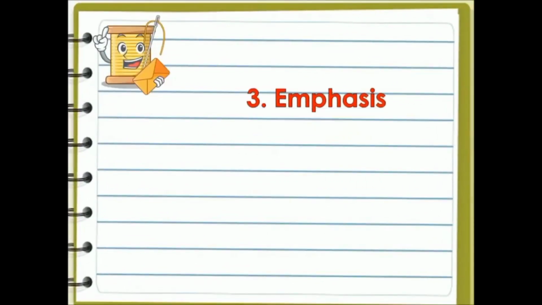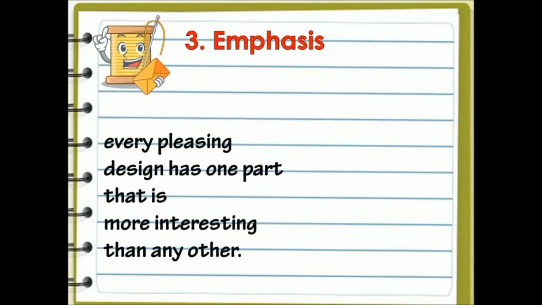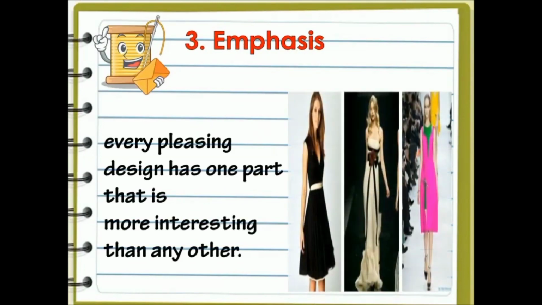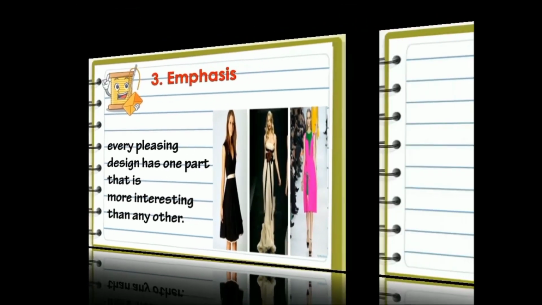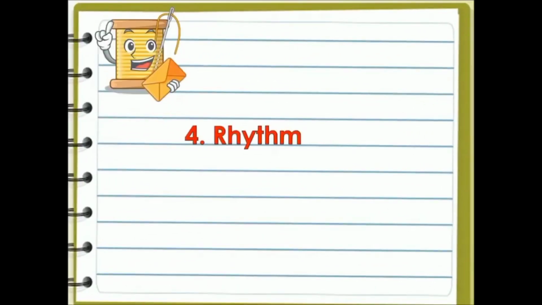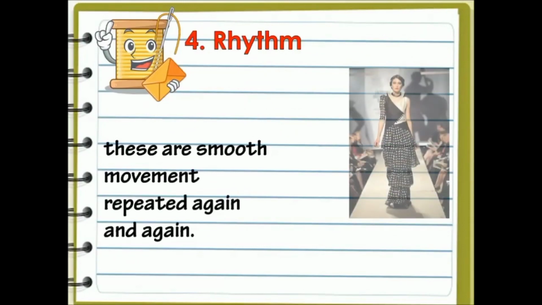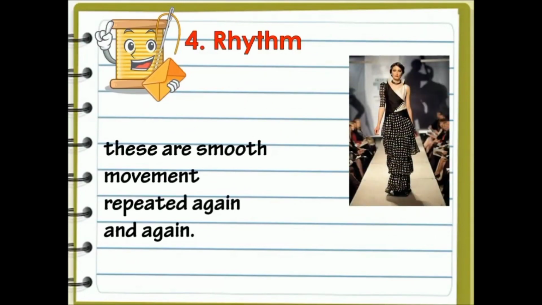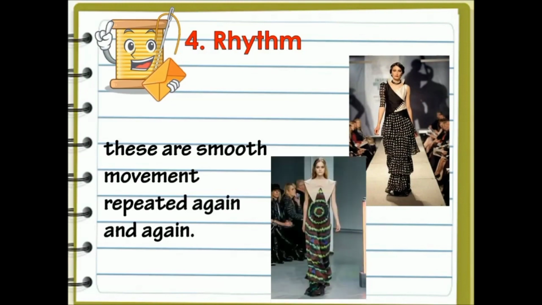The next to proportion is emphasis. Every pleasing design has one part that is more interesting than any other. This picture is an example of emphasis. The next to emphasis is rhythm. These are smooth movements repeated again and again. This picture, class, is an example of a rhythm design.